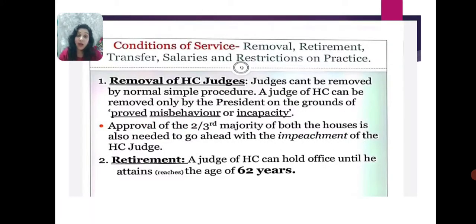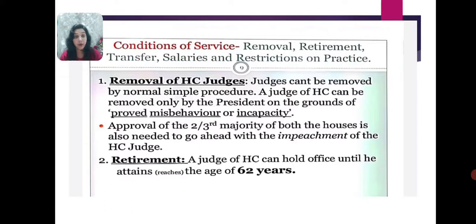Now let us see what are the conditions of service, that is removal, retirement, transfer, salaries and restrictions on the practice, etc. So first is removal of the high court judge. On what basis or on what grounds can a high court judge be removed? Judges can't be removed by the normal simple procedure. It's not like you find something wrong and ask him to write a resignation letter and leave. No, it's not possible. A judge of high court can be removed only by the president on the grounds of the proved misbehavior or incapacity.